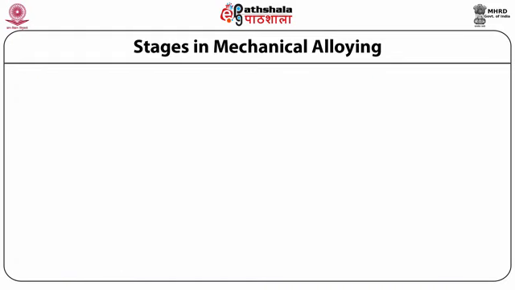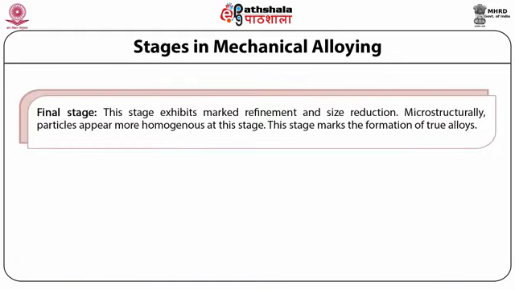The third one is the final stage. This stage exhibits marked refinement and size reduction. Microstructurally, particles appear more homogeneous at this stage. This stage marks the formation of true alloys.